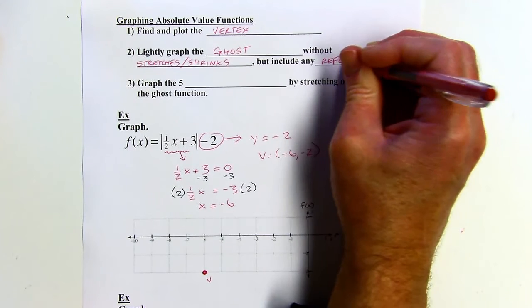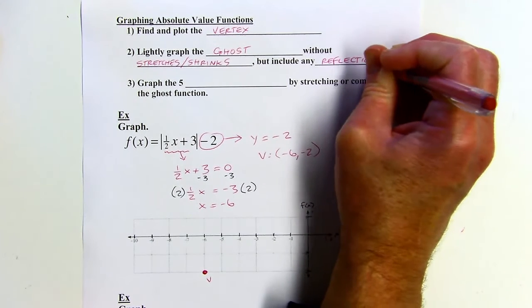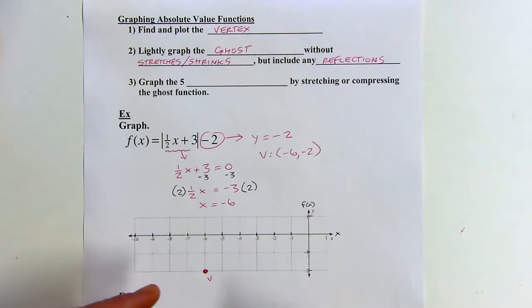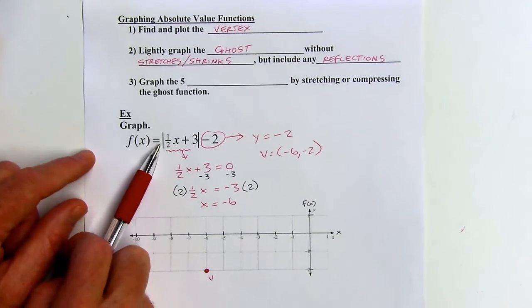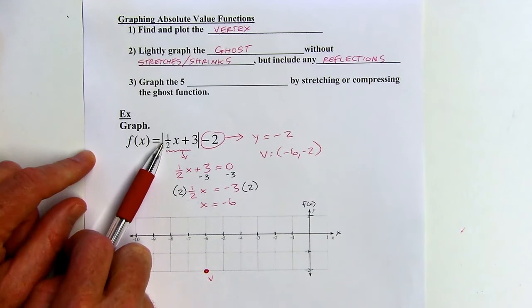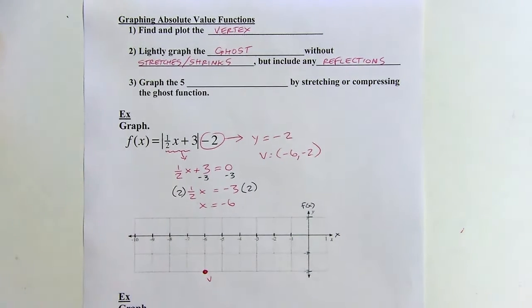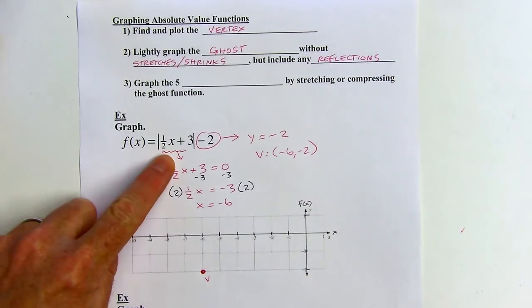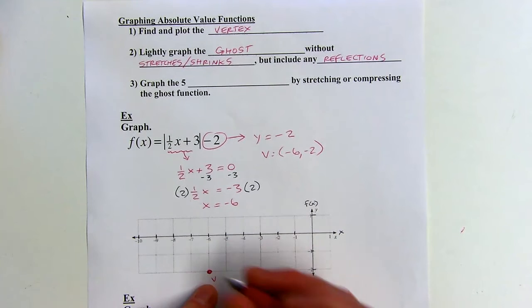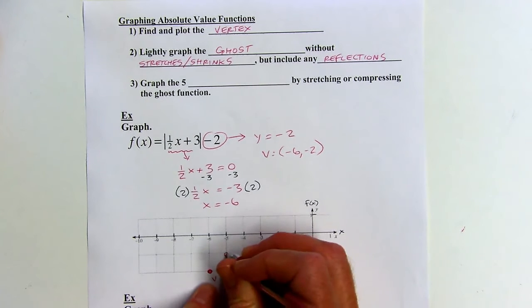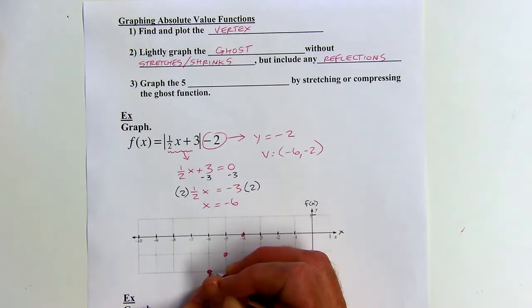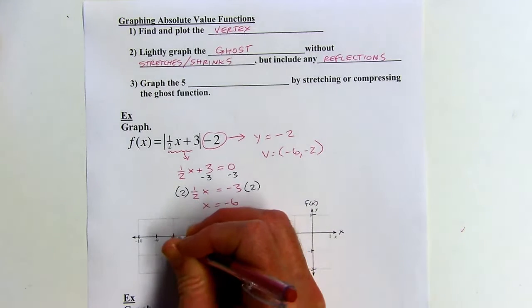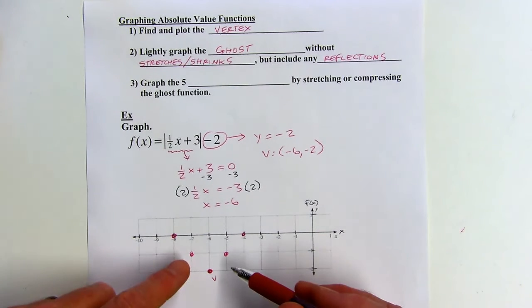So the only thing I'm really looking for on the reflections is if it's opening downwards. This one's not opening downwards because I don't have a negative in front of the absolute value. Okay, so it's going to open upwards. So my ghost is, I'm going to kind of just ignore the 1/2. That's going to cause a stretch or shrink. But if that wasn't there, then I'd just be going up 1, right 1, up 1, right 1 from the vertex, and I'll go up 1, left 1, up 1, left 1. So that's my ghost, okay?